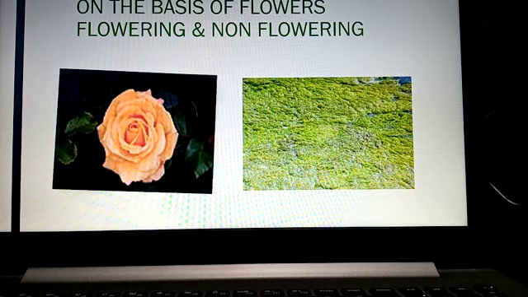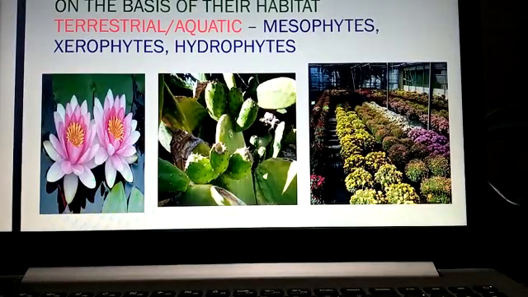Coming to the fourth one, classification on the basis of their habitat. You have learned in your earlier classes the meaning of a habitat. Habitat is a place where a living thing lives most comfortably. In this habitat, you have learned about terrestrial and aquatic plants. You know what terrestrial plants are? Terrestrial plants are the plants which live on land, and aquatic plants are the plants which live in water. So on the basis of habitat, that is either terrestrial or aquatic, they are classified into three different types, that is mesophytes, xerophytes and hydrophytes.